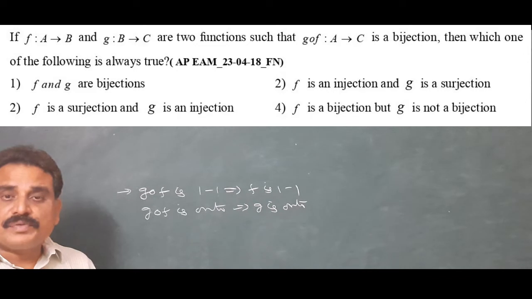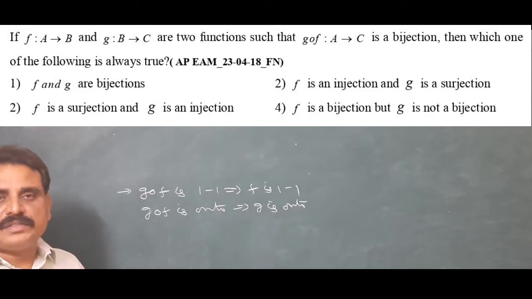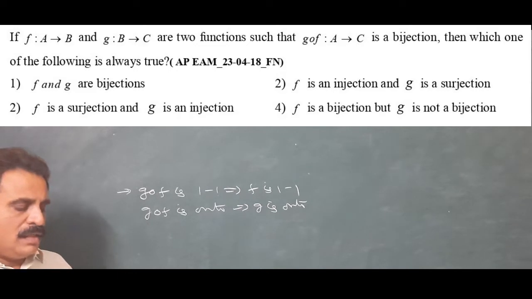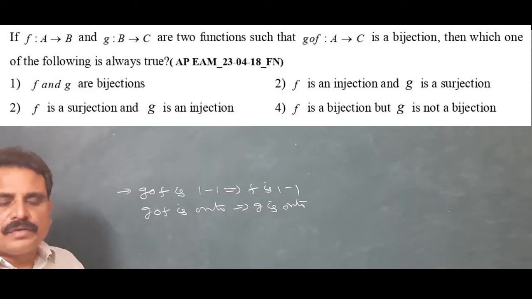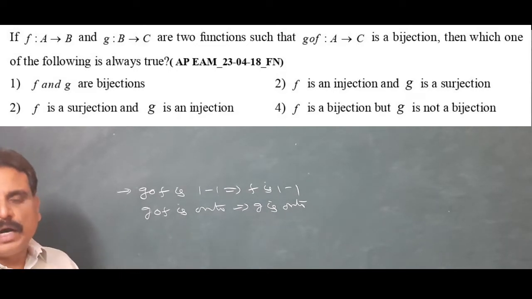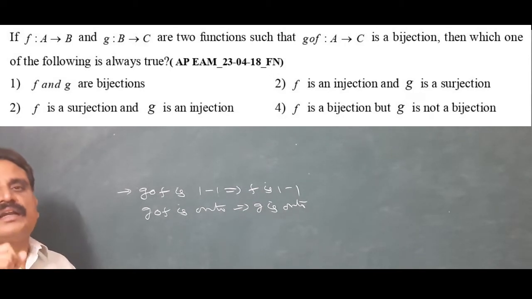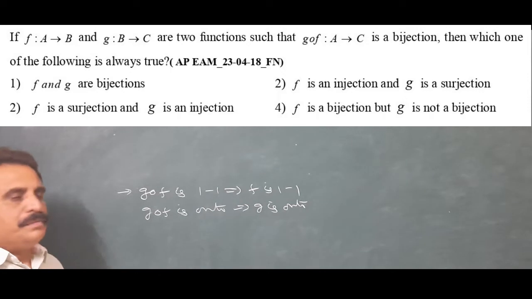Let us observe the options. Which option is true? f is 1-1, g is onto. That is in the second option. 1-1 means injective, onto means surjective. So, the second option is the right answer.